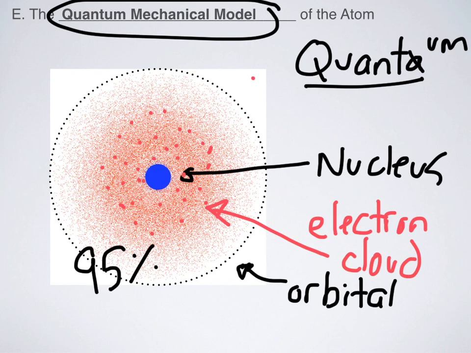But that's the modern idea of the atom. So instead of this planetary model or something like that, like Rutherford had or Bohr had, we have this very abstract looking model. But it perfectly describes, or almost perfectly describes, the way atoms behave. And so that's our modern idea of what an atom is.